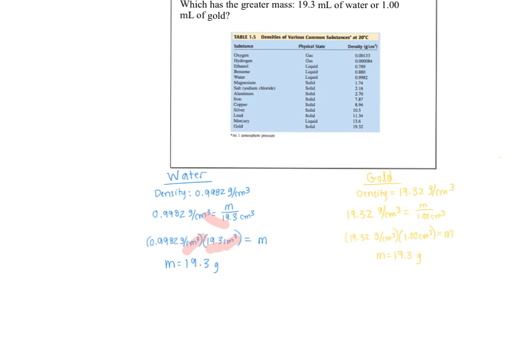Same thing with gold. I found the density of gold, and then I changed that 1 milliliter to the centimeter cubed unit. That way those units cancel. And also with the 3 sig figs, I got 19.3. So in this case, they actually have the same mass. 1 milliliter of gold is the same mass as 19.3 milliliters of water.